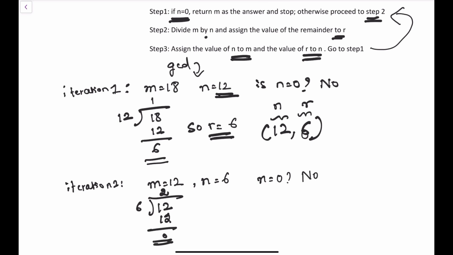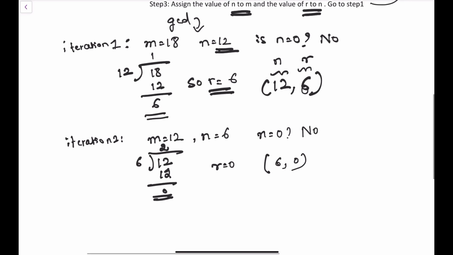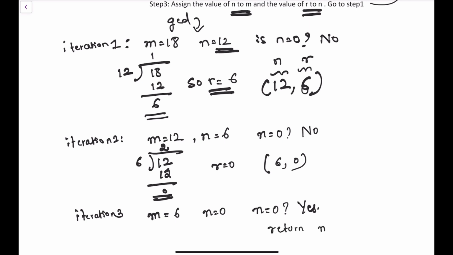So remainder r is equal to 0, and now the old n becomes the new m, that is 6, and the remainder 0 becomes the new n. Step 3 is completed, and now it will go to step 1 again. Iteration 3: now the new m is 6 and the new n is 0. So it will check whether n is equal to 0. The answer is yes. The iterations will stop and it will come out, returning m is equal to 6.